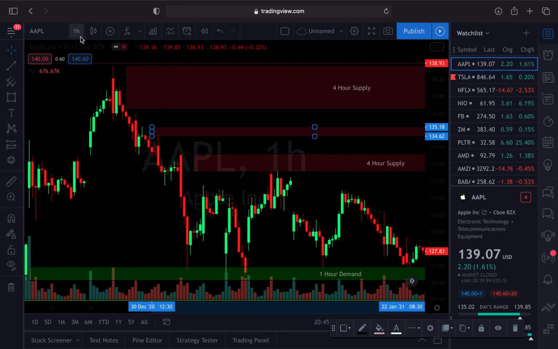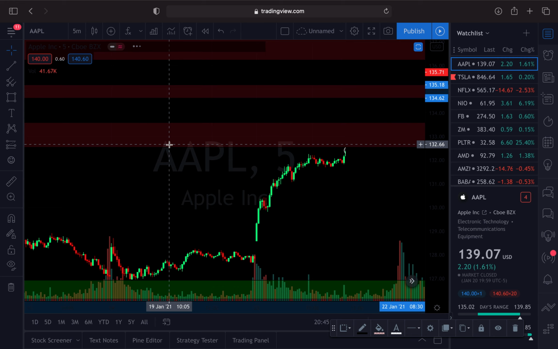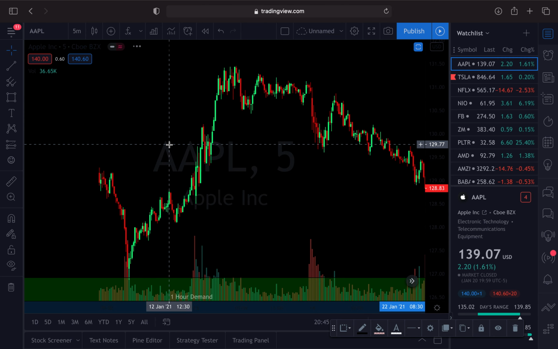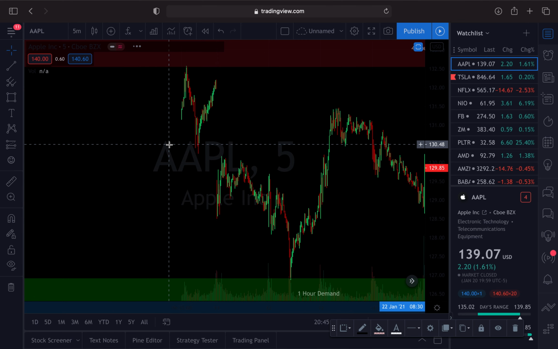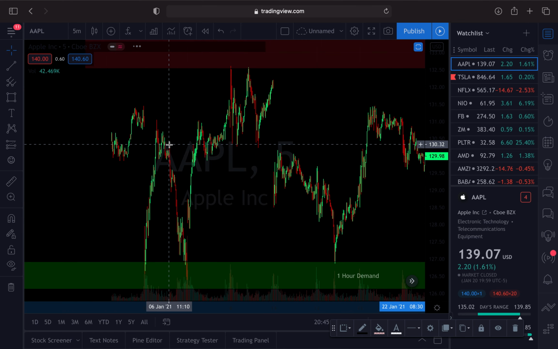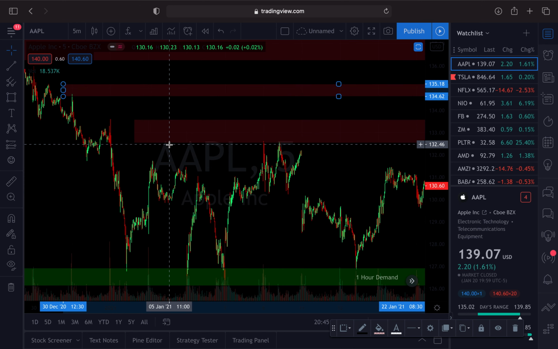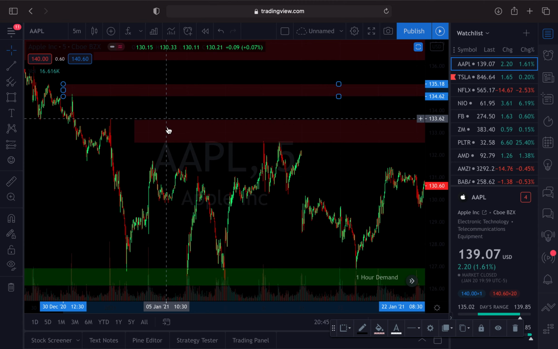I'll go to the 5-minute chart to show you guys what's been happening in these zones with Apple. Look at these reversals for Apple, and look how you can capitalize. This is a prime example, and this was this month. We had that hourly demand. I showed you how I charted it. This was the 4-hour supply right here.